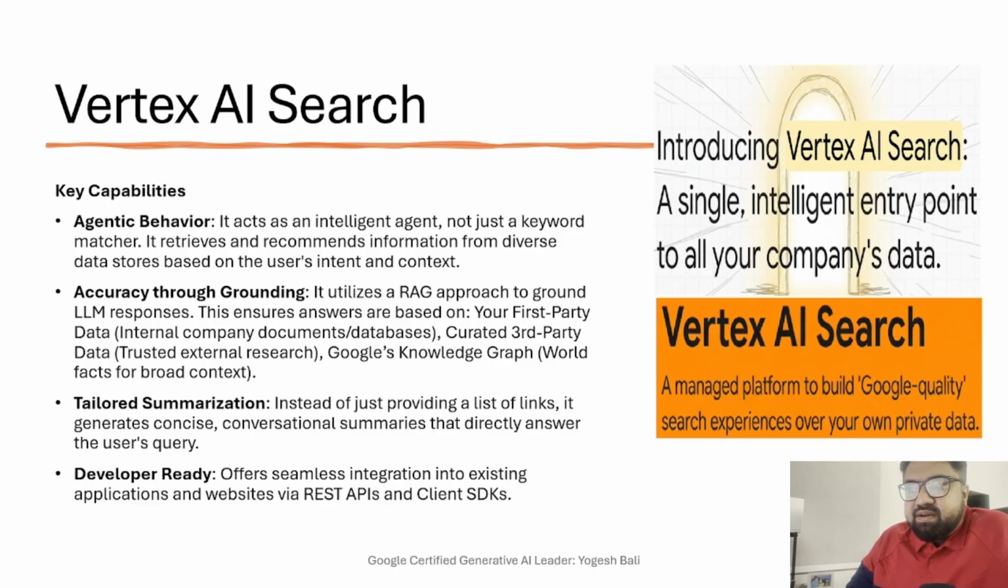This ensures answers are based on your first-party data, that is your internal company data, curated third-party data, which is trusted external research, and then Google Knowledge Graph. Combining them, it answers the user's query. Instead of just providing a list of links, it generates concise conversational summaries that directly answer the user query. Like in Google Search, earlier we used to see a list of links whenever we searched a keyword, but now we get a concise conversational summary that directly answers the user query.